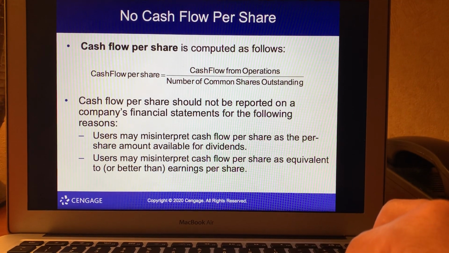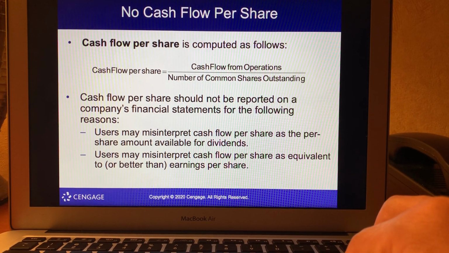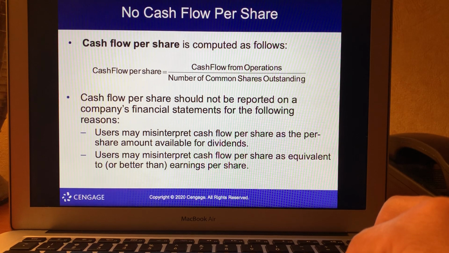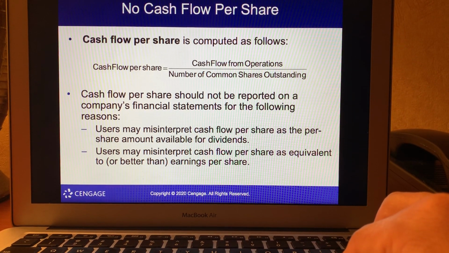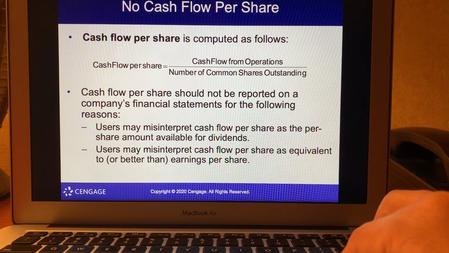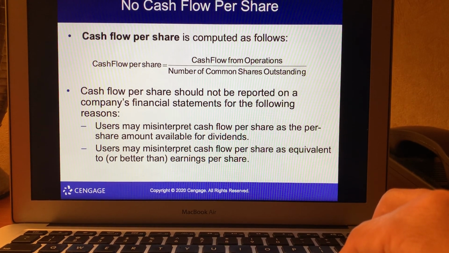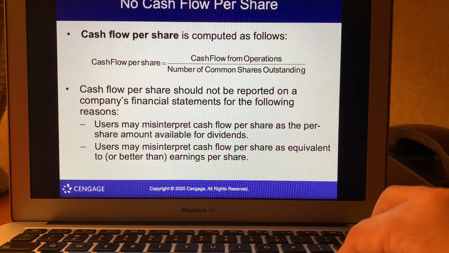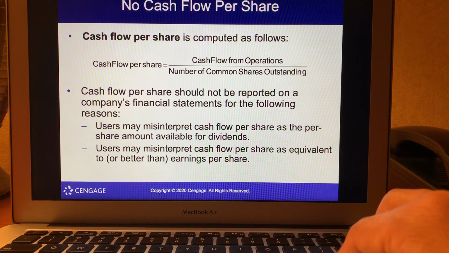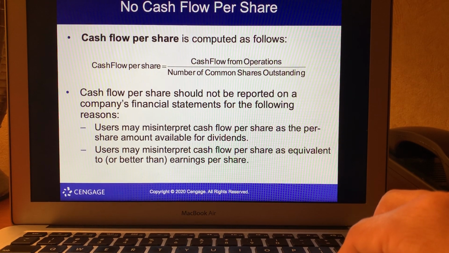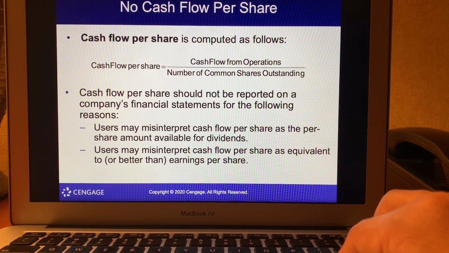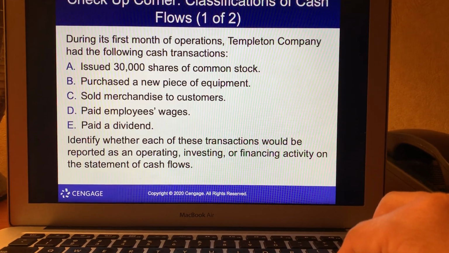Okay, so cash flows per share is computed as follows: cash flows from operations divided by number of common shares outstanding. Cash flow per share should not be reported on a company's financial statement for the following reasons. Users may misinterpret cash flow per share as the per share amount available for dividends. Users may misinterpret cash flows per share as equivalent or better than earnings per share.